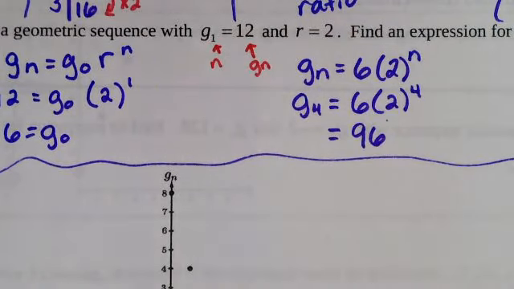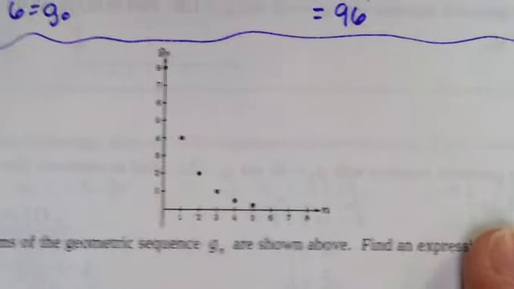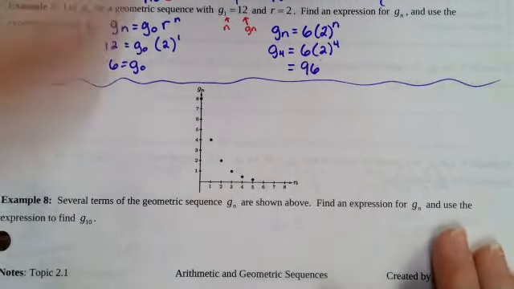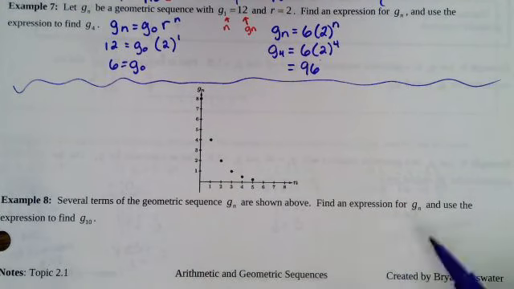All right, I've had a lot of questions about the whole graphing thing, so let's make sure that we can read these graphs. Okay, so on this one, they've given us a graph, and they didn't really give much more information in the problem other than saying that it's representing a geometric sequence and to find an expression for g sub n and find whatever g sub 10 would be. So what we're going to do here is try to figure out what's the pattern that's going on.